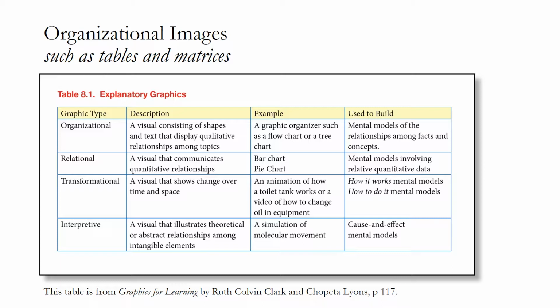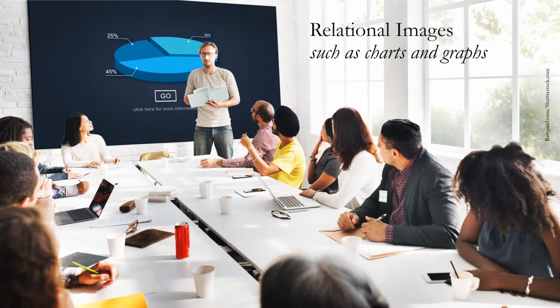For instance, use organizational images that somehow organize the information, such as a table or matrix. This table is from Graphics for Learning by Ruth Colvin Clark and Chopeta Lyons. It would be considered an organizational graphic. Or use images that show relations among two or more variables, such as charts and graphs. These images support learning.